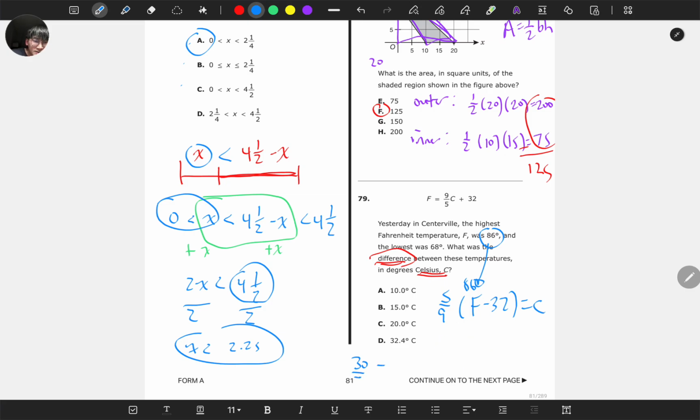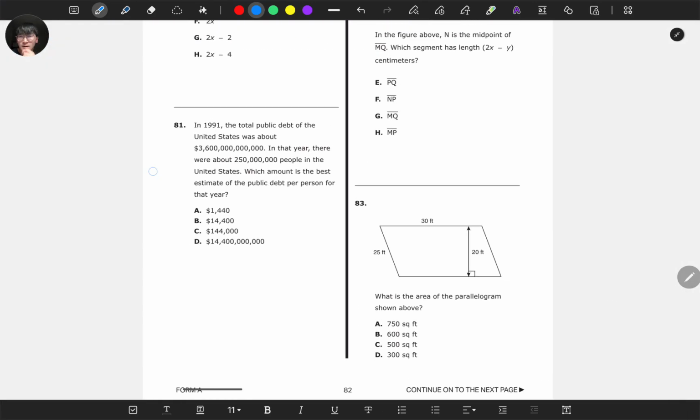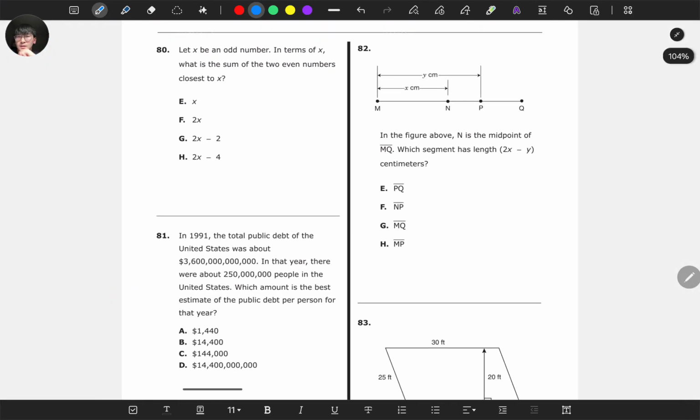Now I've got to subtract. Now let me find the 68. So let me plug in 68 here instead. 68 minus 32, that's 36. 36 times 5/9, this is 4 times 5 is 20. So it's 30 minus 20, which is equal to 10. Okay. All right.